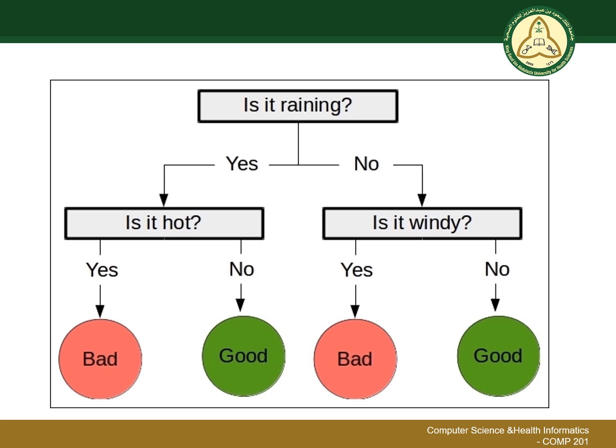So, according to this, the solution as you see in this chart, we will check the rain first. If it is yes, we will check the temperature. If it is not hot, this is a good weather, otherwise the output will be bad. If the answer for the raining is no, so no rain, we will check the wind. If it is no, the answer is good, and otherwise the answer is bad.